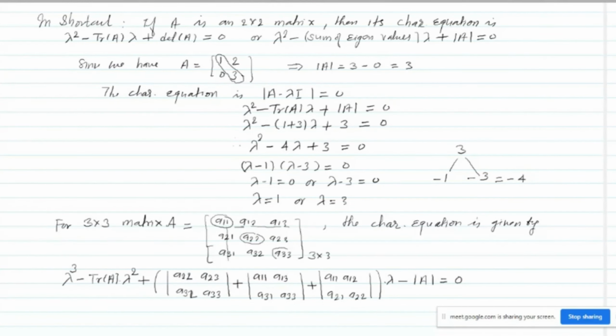Similarly you can get it from this. This is A33, so you ignore the third column and third row. Then just write down the remaining terms. Now you got it?